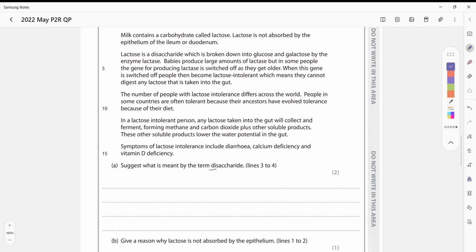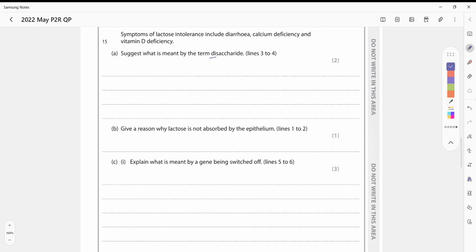So that'll be something like lactose. And we can see here, lactose is a disaccharide, which is broken down into glucose and galactose. So glucose is a monosaccharide, galactose is a monosaccharide. So the other third category of carbohydrates that you need to know are polysaccharides. So poly means many. So examples of polysaccharides would be starch or glycogen, for example. All right, so let's write this down. So just what's meant by the term disaccharide.